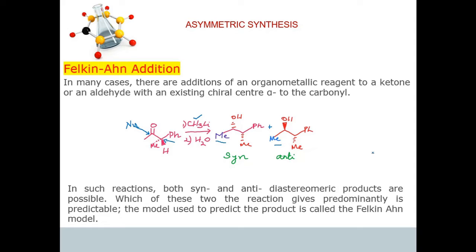When an organometallic reagent attacks the carbonyl carbon, we end up with both syn and anti diastereomeric products, but only one of the products is predominant, and the predominant product is always predictable, and the model used to predict is called the Felkin-Anh model.